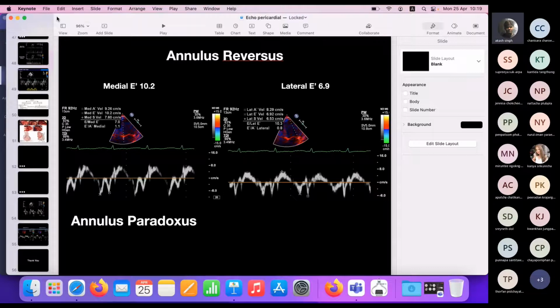Teacher? Yeah. Can you please explain hepatic vein flow in constrictive pericarditis once again? Yeah.